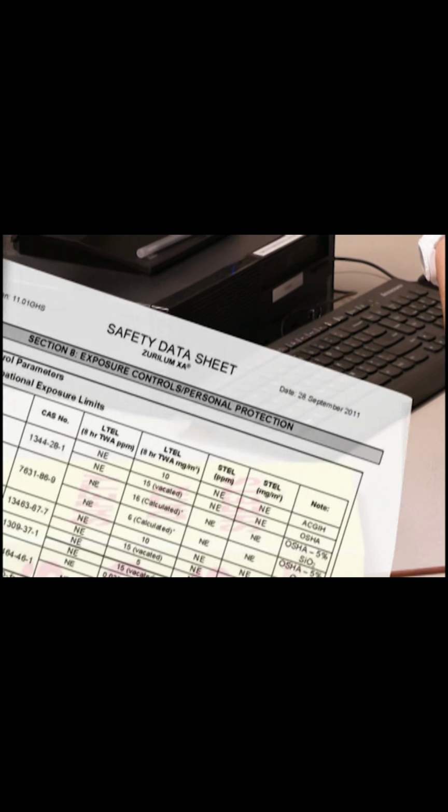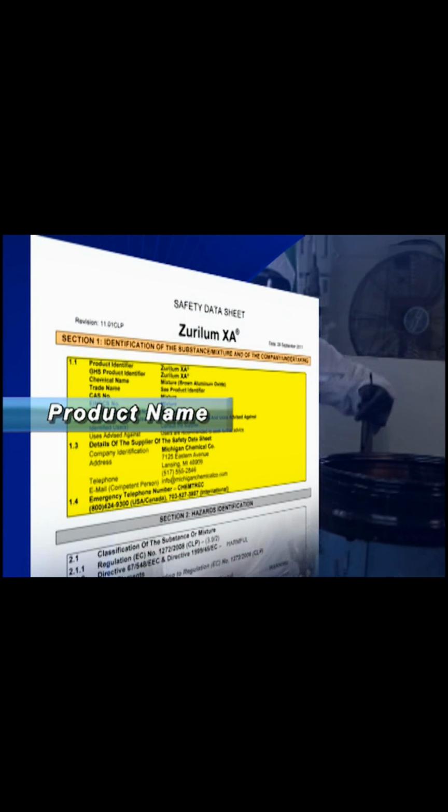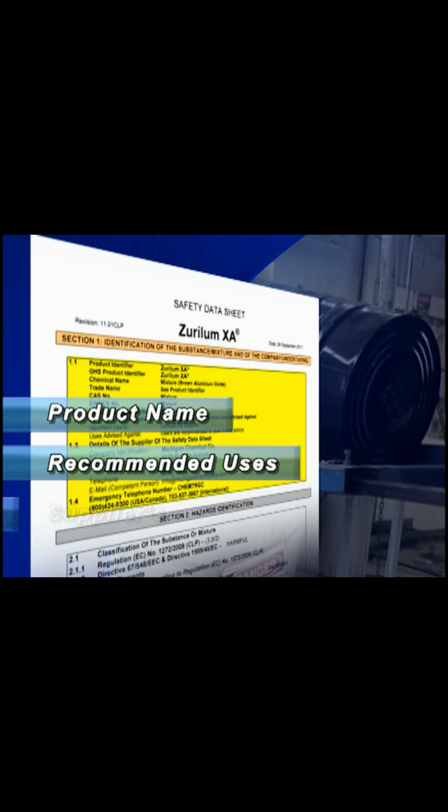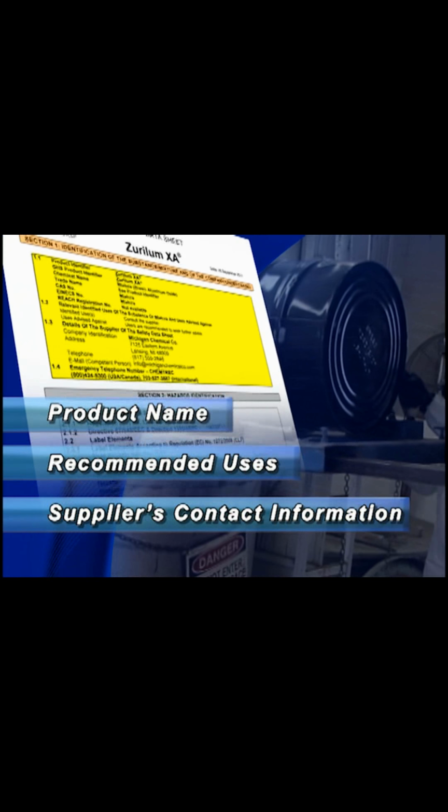The GHS safety data sheet is divided into 16 categories, and the categories appear in the same order on each document, making information easier to find. What are the categories? Here's a brief overview of each. This first section identifies the substance or mixture by product name, lists its recommended uses, and provides the supplier's contact information, including address and phone number.